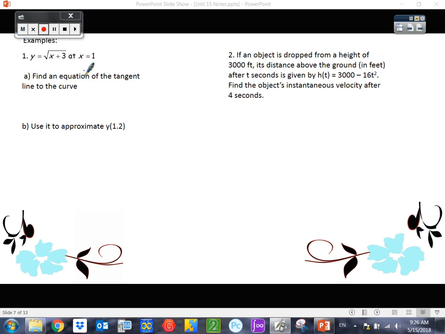All right, let's write out my favorite equation of the line: y minus y1 equals m times x minus x1. I already have x1. It's 1.